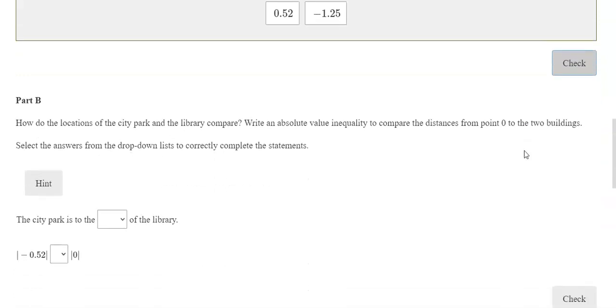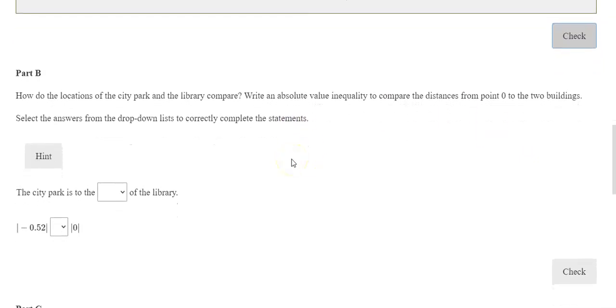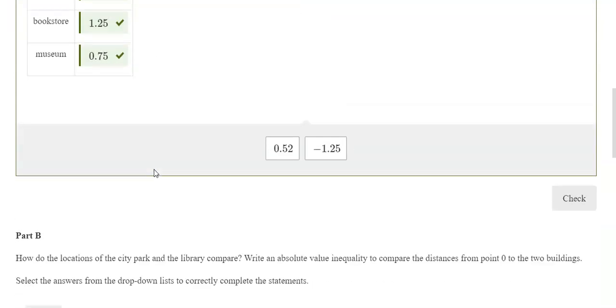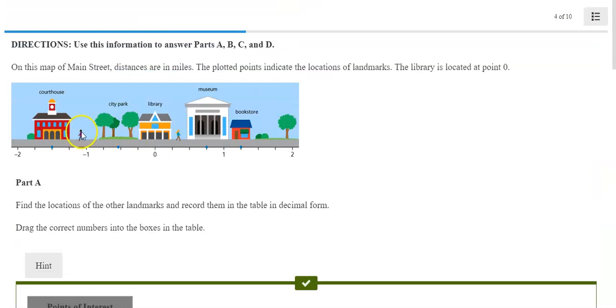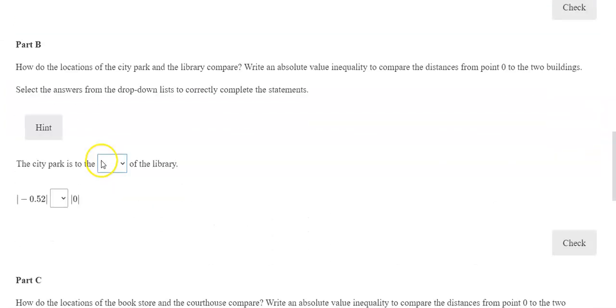Part B, how do the locations of City Park and the library compare? Write an absolute value to compare the distances from point 0 to the two buildings. Select the answers from the drop-down list to correctly complete the statements. So is the City Park going to be left or right of the library? So City Park, library. So the City Park's on the left-hand side. Because they have the absolute value of negative 0.52, and the absolute value of that is 0.52.